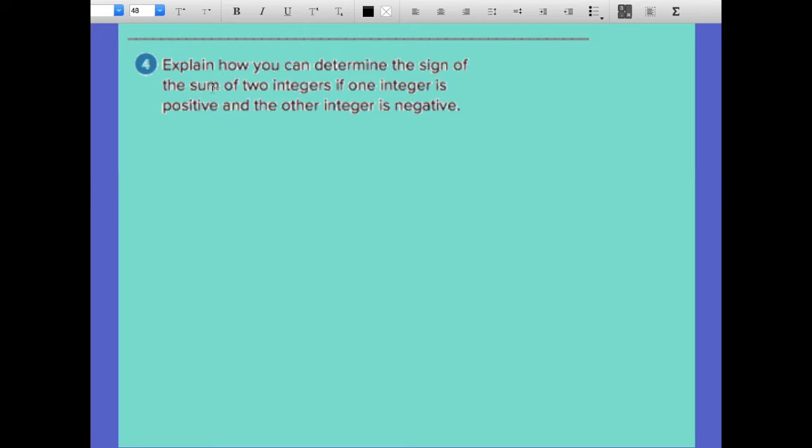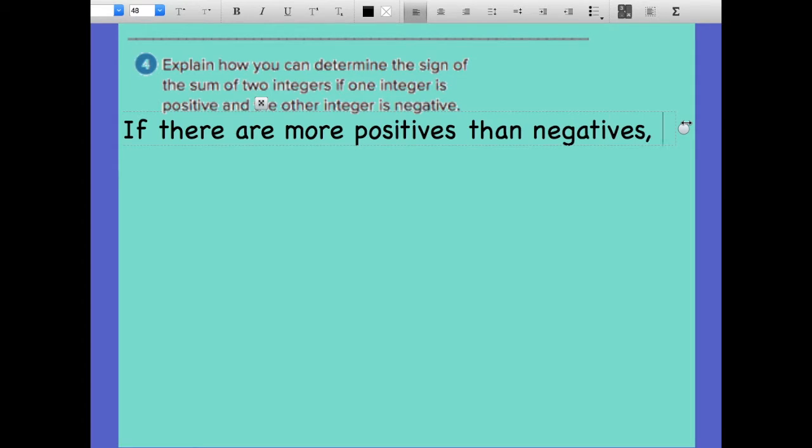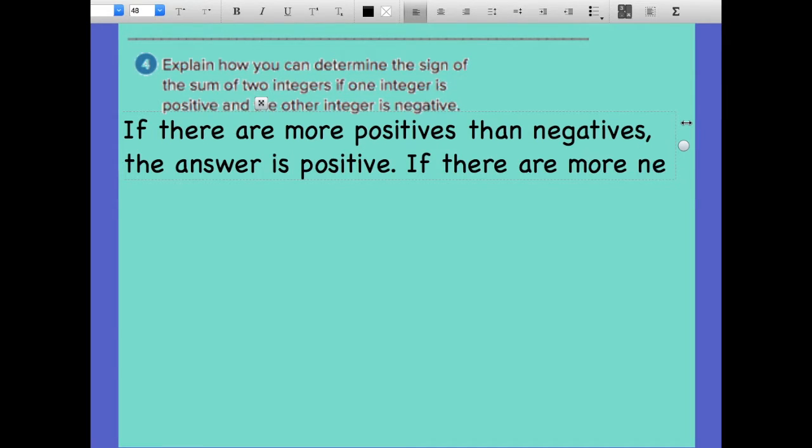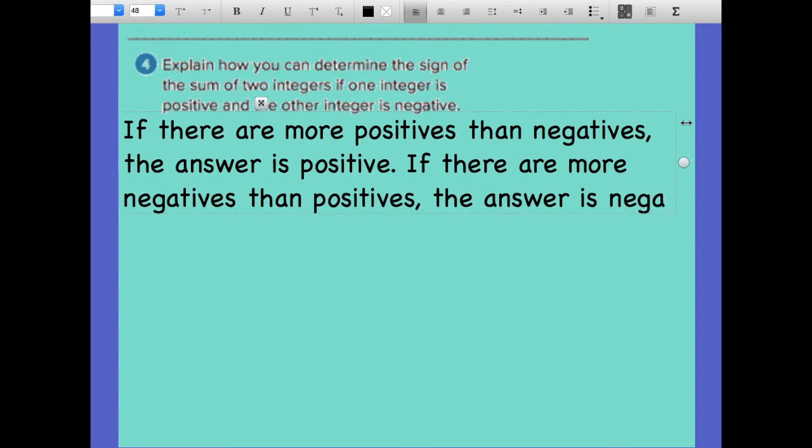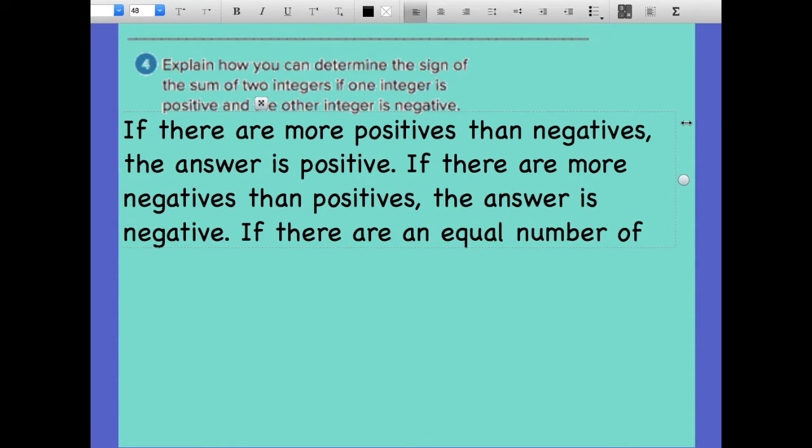Explain how you can determine the sign of two integers if one is positive and the other is negative. So if I'm adding two numbers, one's positive, one's negative, I can say if there are more positives than negatives, the answer is positive. If there are more negatives than positives, the answer is negative. If there are an equal number of each, the answer is 0. So this is all of those scenarios.